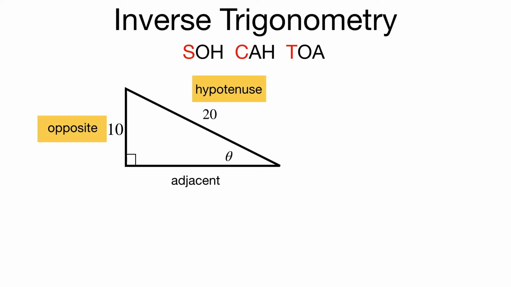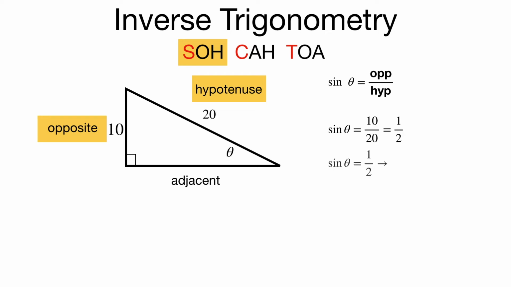Looking at SOHCAHTOA, we're going to want SO, or sine, because the sine of theta is opposite over hypotenuse. So let's substitute in our value. Sine of theta is 10 over 20, which is 1/2. Now I'm going to have to use inverse functions, which swap my inputs and outputs, to figure out what theta is. So I'm going to take my input theta and my output 1/2 and swap them around, because that will give me what theta is.